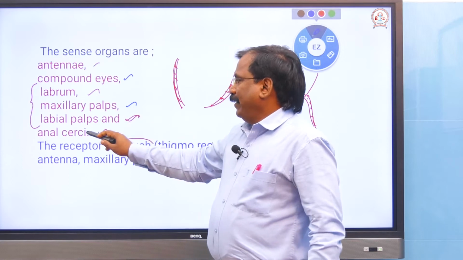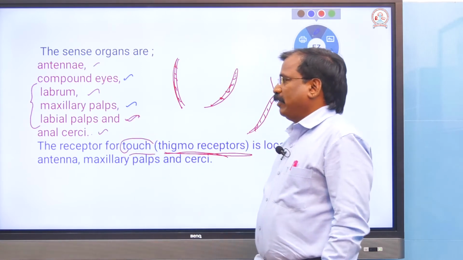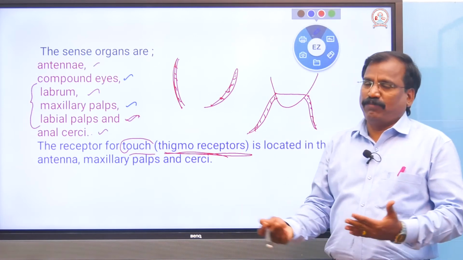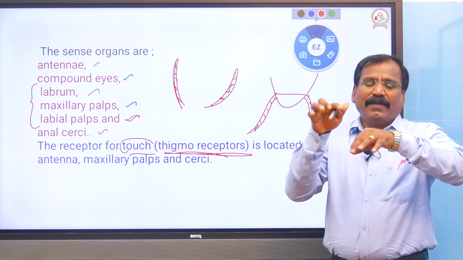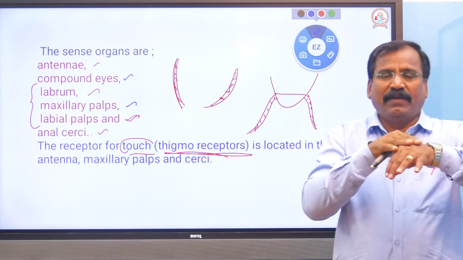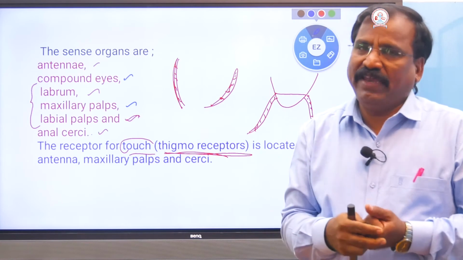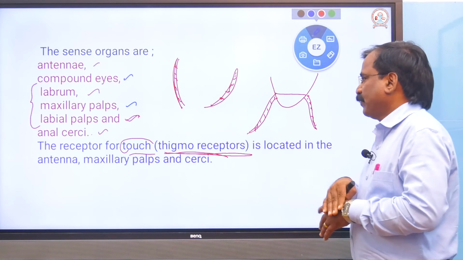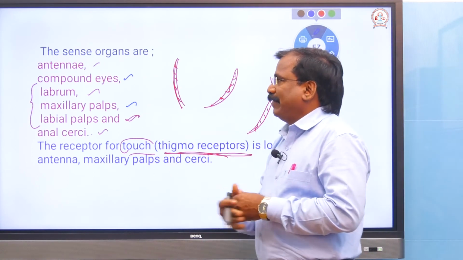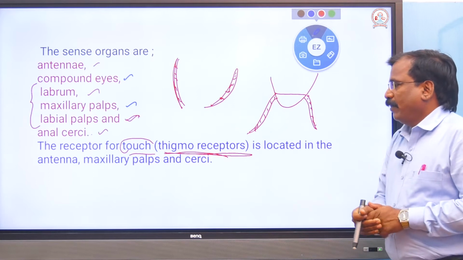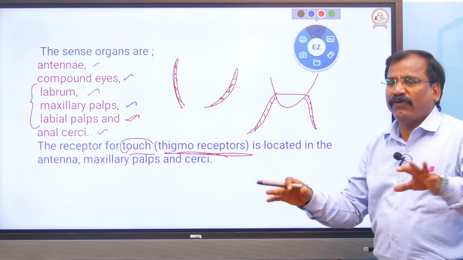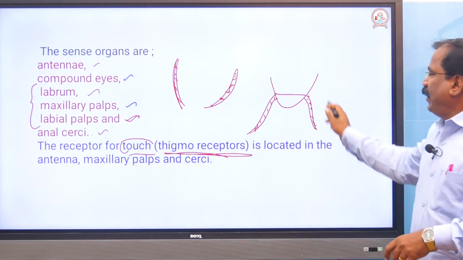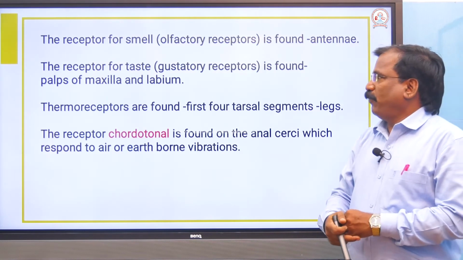The cerci, maxillary palps and labial palps act as touch receptors, like skin. If any object comes into contact, we can feel it. So the antenna, labrum, palps and anal cerci are all for the sense of touch. Any doubt? I hope you all understood that.